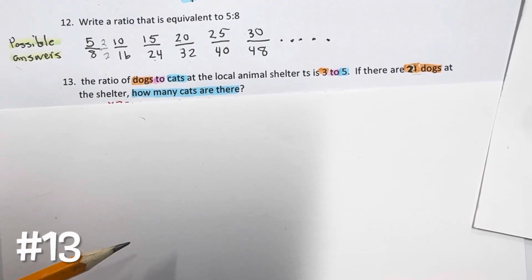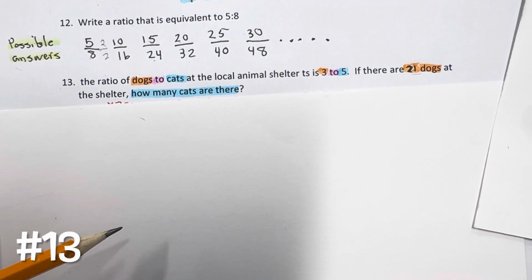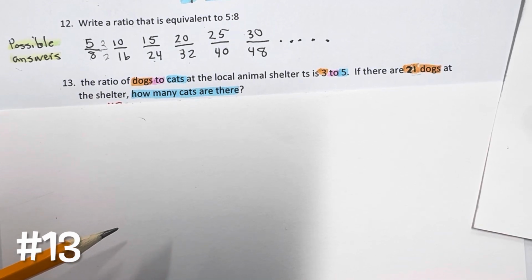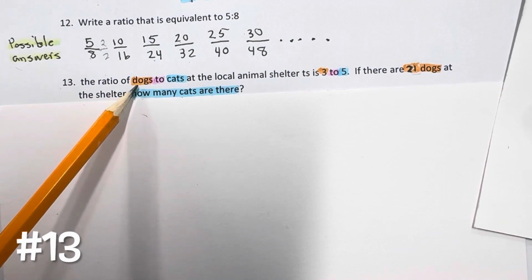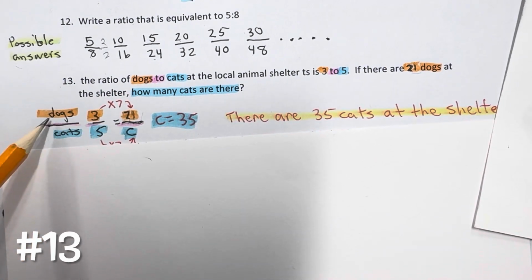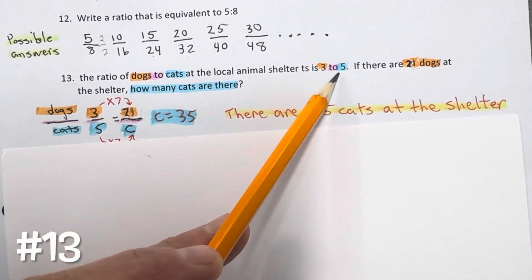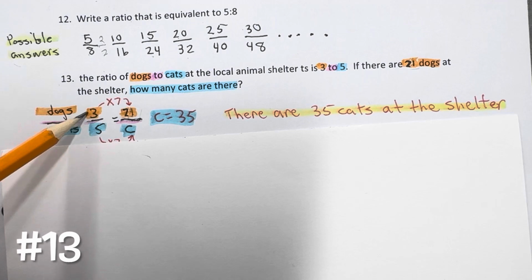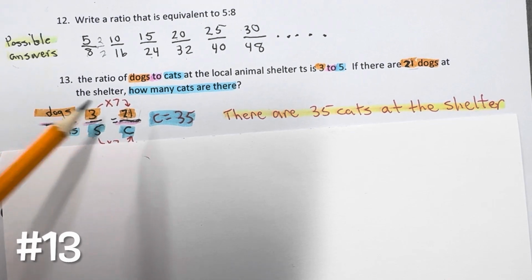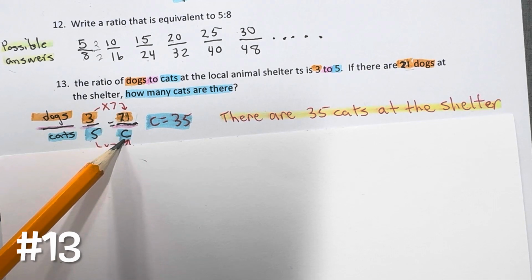Number 13. The ratio of dogs to cats at the local animal shelter is 3 to 5. If there are 21 dogs at the shelter, how many cats are there? So we have a ratio of dogs to cats. Here we have dogs to cats, and it's 3 to 5. We have to keep that in the same order, 3 to 5. And it says if there's 21 dogs, how many cats are there?